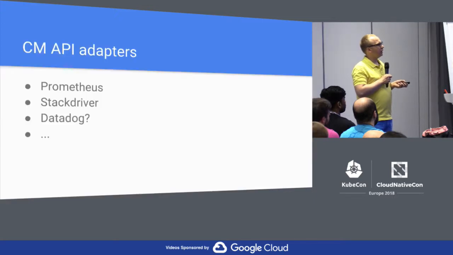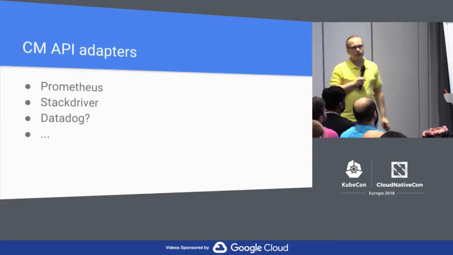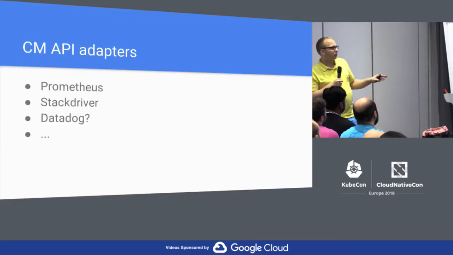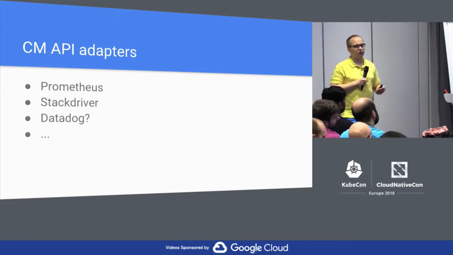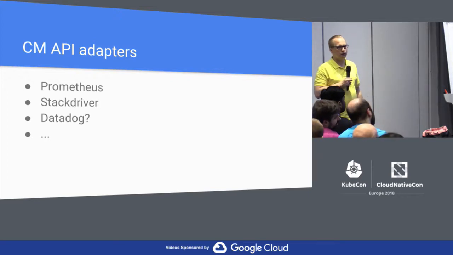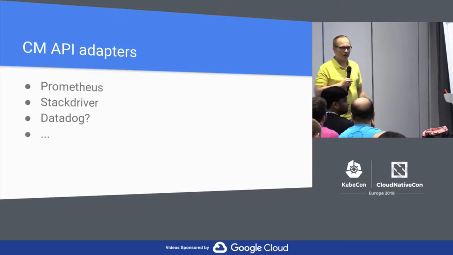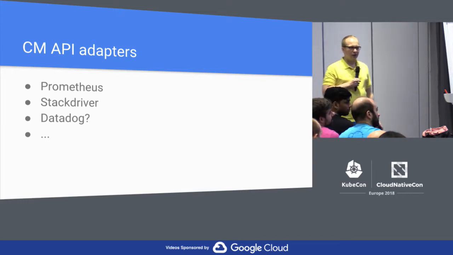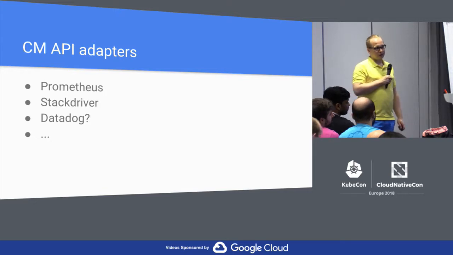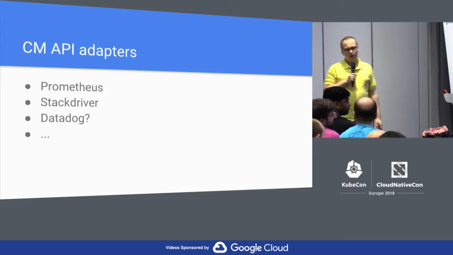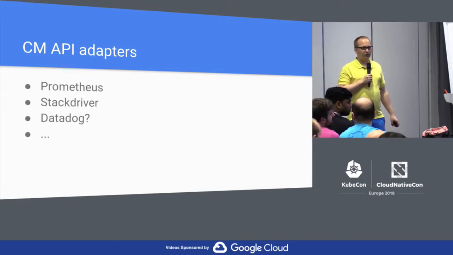Custom metrics API adapters. There are a few of them as of now. There is one for Prometheus, there is one for Stackdriver. During this conference, I learned that there is also a Datadog specific one. Does anyone know whether there is one? There's a SysDig one that is being open sourced very shortly, and Datadog is working on theirs.